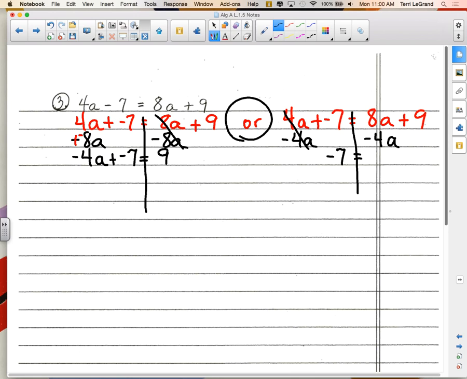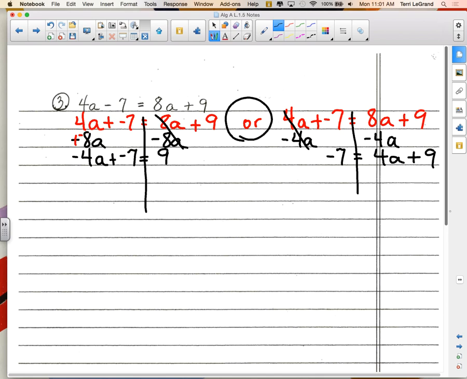And what's 8a take away 4a? 4a. Okay, so we'll do both ways and we'll just see what happens, okay? So here's what I was saying. If we do it Holly's way, we end up with a negative number of a's, which is totally fine. If we do it my way, we end up with a positive number of a's. So it doesn't matter. It just depends on what you like to work with better, okay?